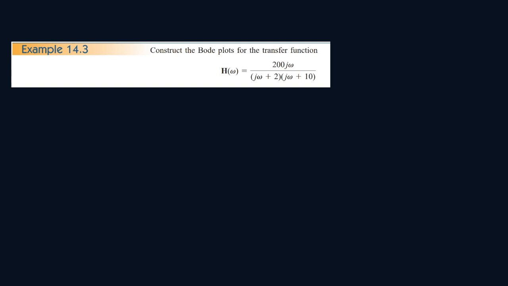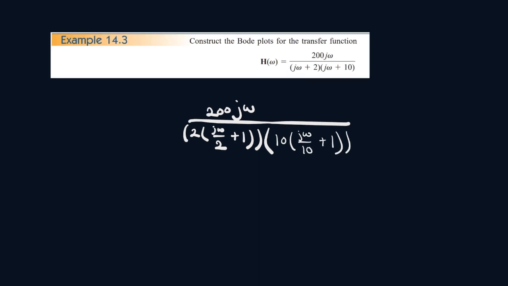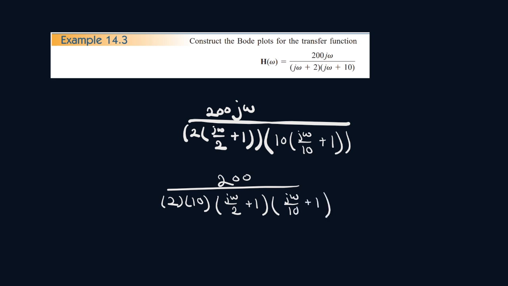To make our work much simpler, what we're going to do is the following. We're going to factor out a 2 from our first one, so it'll be JW over 2 plus 1. And then for our second one, the next one, we'll factor a 10, so it'll be JW over 10 plus 1. So now we have a 2 here, we have a 10 here, then we have JW over 2 plus 1, and then we have JW over 10 plus 1.